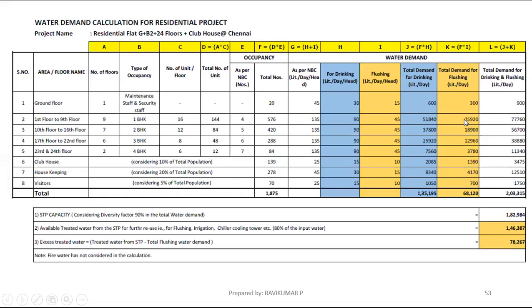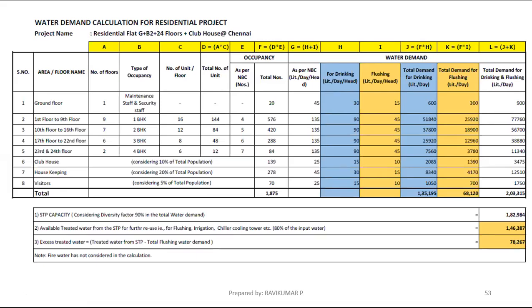Similarly, you will get flushing also. For flushing, you multiply the total number of people by the individual demand of 40 liter: 576 into 40. That is K equals F into I. If you multiply, you will get 23,040 liter. If you add both, you will get 77,760 liter for the first floor to ninth floor. 77,760 liter per day is the total demand.